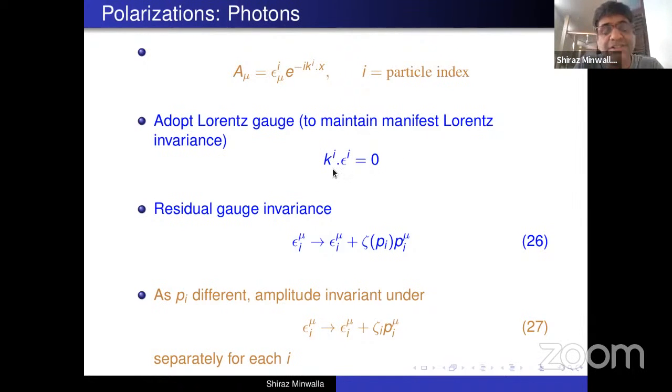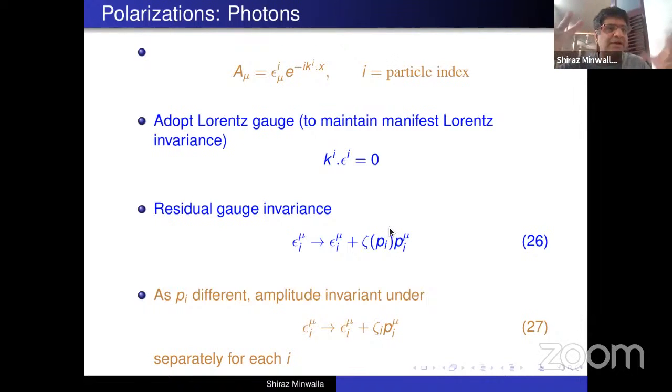Of course, this gauge condition does not completely fix gauge invariance. There's a residual gauge invariance: if you take epsilon_i and shift it by zeta times p_i, the momentum of this moving particle, that leaves this gauge condition unchanged, because p_i dot p_i, or k_i dot k_i, is equal to 0. And you can do this with any function of p_i, so we can do it with different zetas for different p_i's. This is a gauge invariance of the problem.